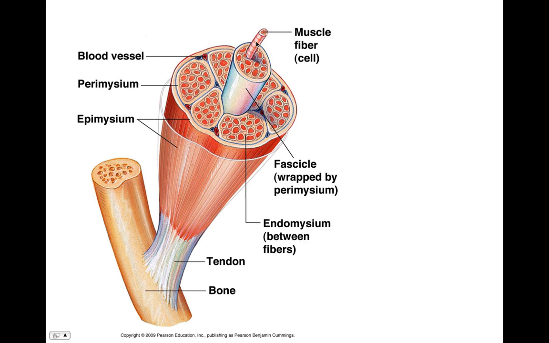So here is a muscle fiber in this diagram, and this is a cross section. So when you see this, this is a cross section. They have cut the muscle. You are seeing muscle fibers. So all the orange little dots here are muscle fibers. In between the muscle fibers is the connective tissue called E-N-D-O, endomysium, that is between the muscle fibers.